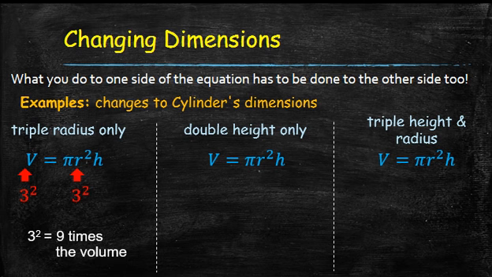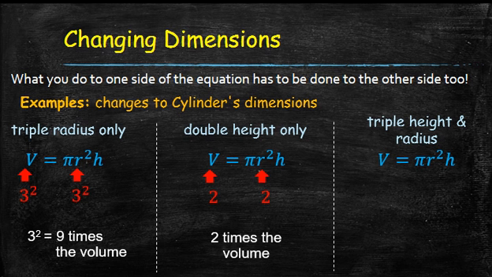If we double our height, so we're going to multiply by 2, our height changes by 2. Our height is not squared. So it is not squared on the other side either. So we have a 2 on both sides, so our volume changes by 2 times.